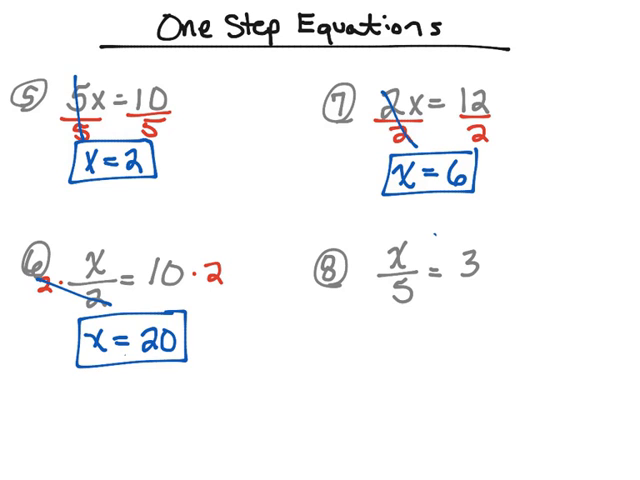Alright, number 8. X divided by 5 is equal to 3. Some number divided by 5 is equal to 3. Question is, what is that number? Well, in this case, they're dividing by 5, so we're going to do the opposite of that. We're going to multiply both sides by 5. That's going to leave us with x over here on the left. And if I multiply 3 times 5, 3 times 5 is 15. So the solution to this equation is 15.